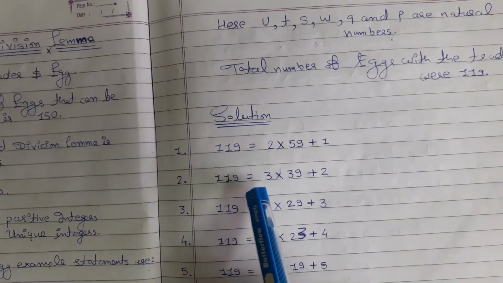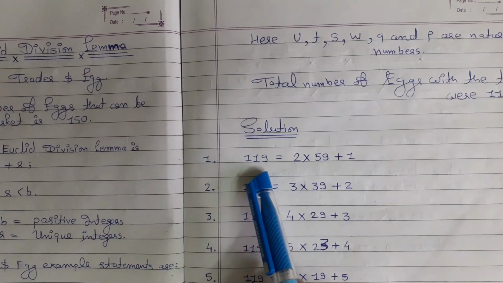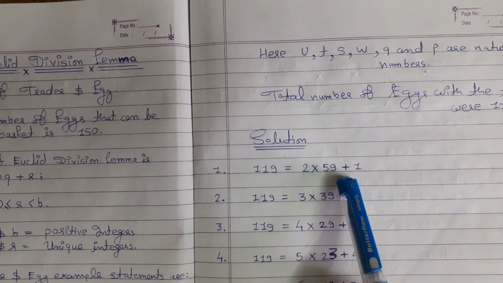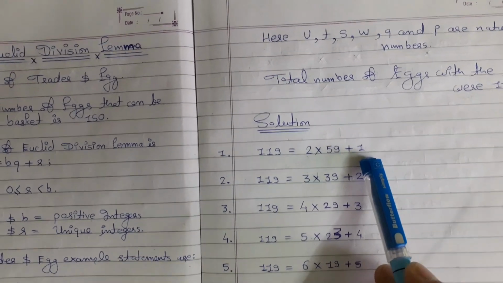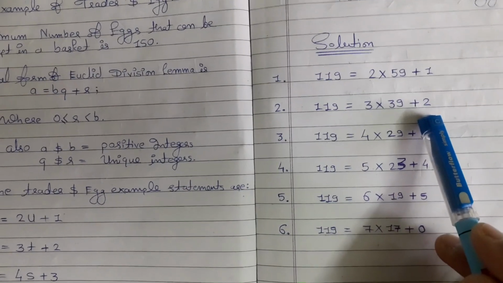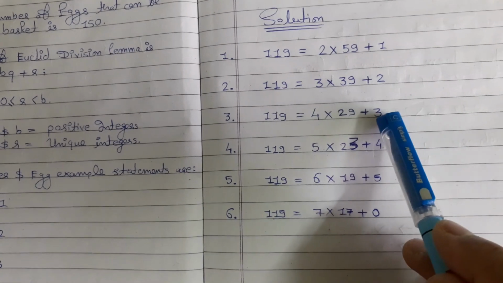Suppose we solve the equation for 119. Are we getting the answer? Yes, we are getting the answer. Suppose we take A equal to 119. So 2 into 59 is 118, plus 1 is 119. Then 3 into 39 plus 2 gives 119 as A. Then 4 into 29 plus 3.